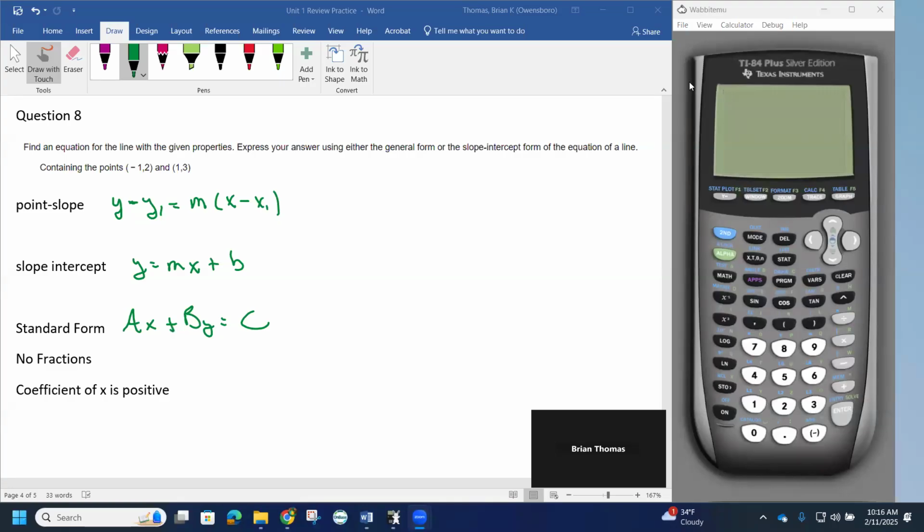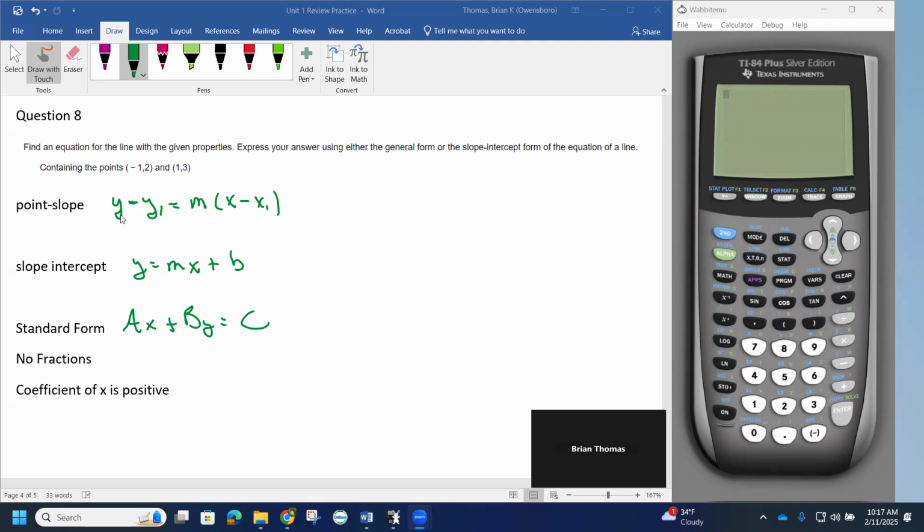So question 8 sample, we have: find an equation of a line with the given properties. Express your answer either in general form or slope-intercept form. The given properties are that the line passes through these 2 points, (-1, 2) and (1, 3).